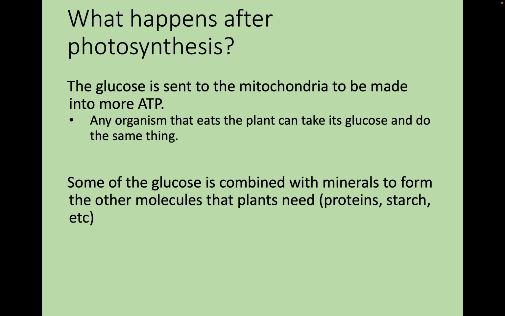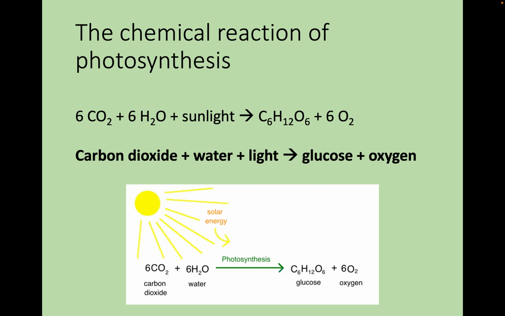So if you're not a plant, if you need to make energy, then you can just eat plants. You take the glucose they made and you can do the same thing with your mitochondria. If you are a plant, some of that glucose can be combined to make proteins and other molecules. So really, as long as a plant has the products of photosynthesis, the glucose, and they have minerals and other elements in their cells, they can make whatever they need.